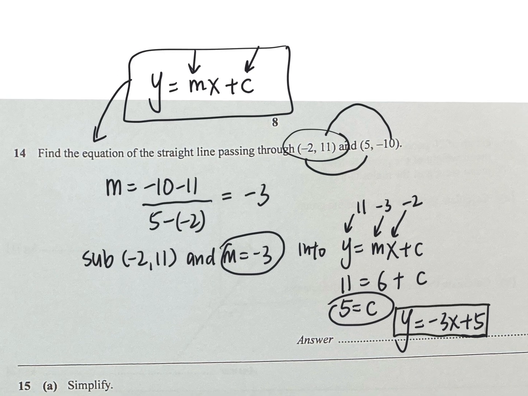So how do you know which one is the y, which one is the x for the gradient? You can let this be x1, y1, x2, y2. So the formula is y2 minus y1 over x2 minus x1. So you find the gradient and then you make the y equals mx plus c. When we do the y and the x, we use any of the pair. Okay?